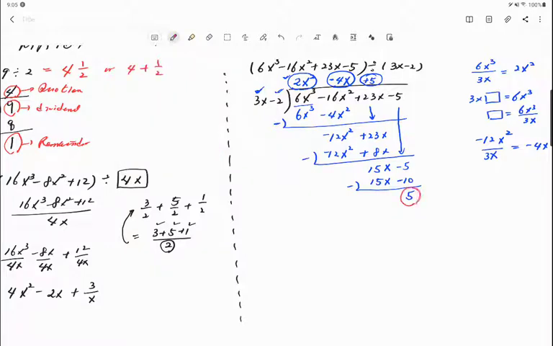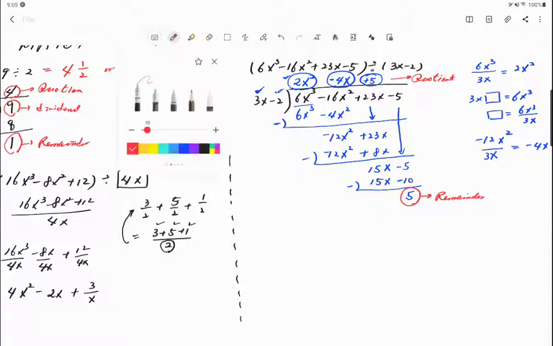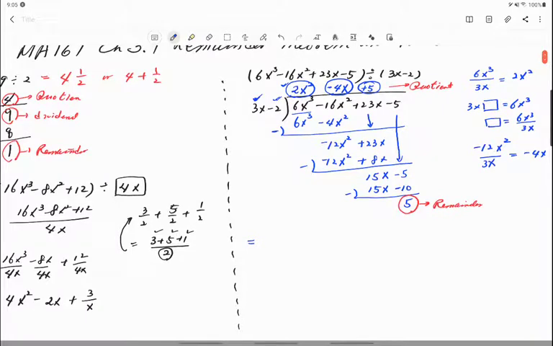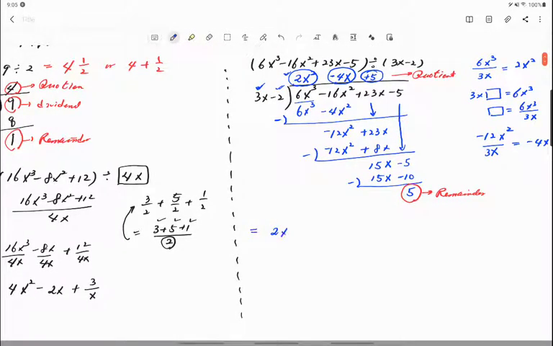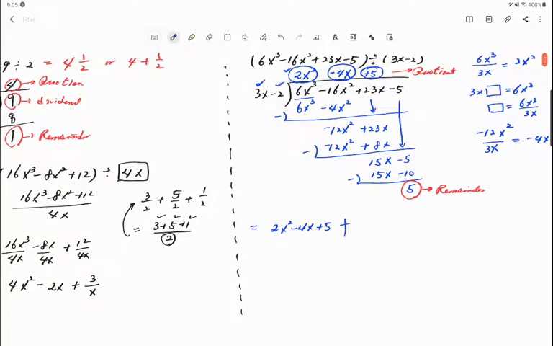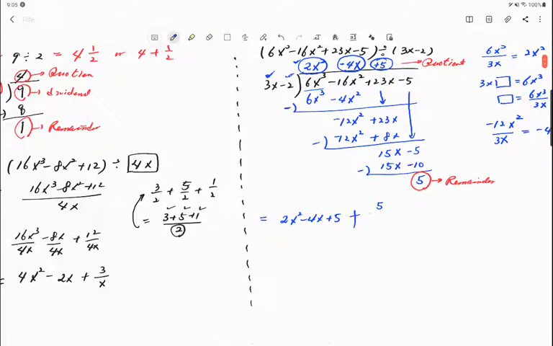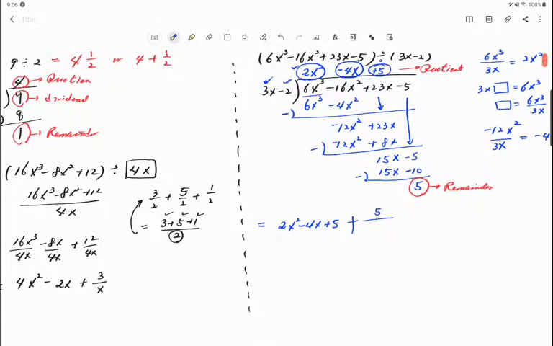So this is the remainder. Okay, and this is the quotient. So the answer will be the quotient. Now write the quotient plus, then we need to write the remainder, right? Remainder. So 5 over, always make sure 5 over, 5 is the remainder, so the remainder is over the divisor, 3x minus 2. So you can write it like this.